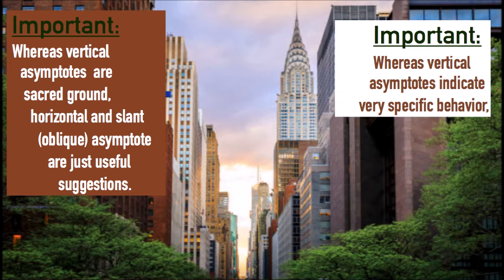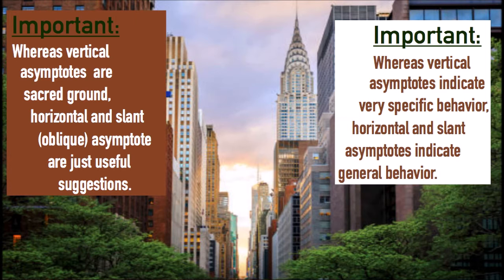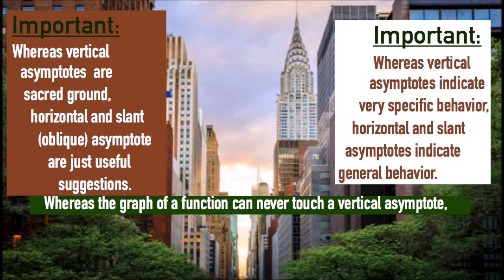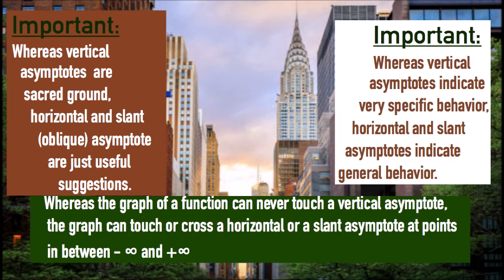Important. Whereas vertical asymptotes indicate very specific behavior, horizontal and slant asymptotes indicate general behavior. Whereas the graph of a function can never touch a vertical asymptote, the graph can touch or cross a horizontal or slant asymptote at points in between negative infinity and positive infinity, not towards negative infinity and positive infinity.